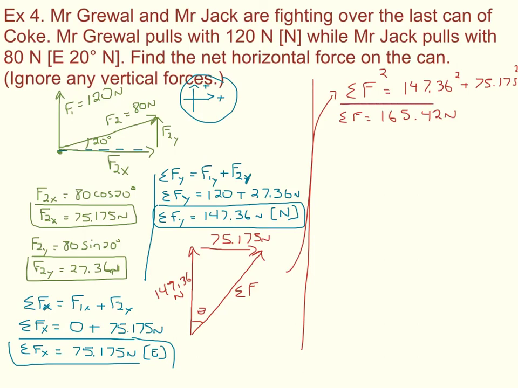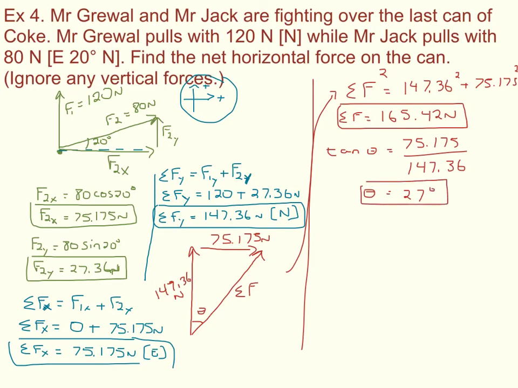Remember, that's not an answer, not quite the final answer anyways. There's part of my answer. I also need an angle. I know that tan theta is going to be opposite over adjacent. So looking at that red triangle, opposite the angle, 75.175. Adjacent, 147.36. We'll divide that, hit inverse tan or shift tan. Make sure you're in degree mode. We get about 27 degrees.